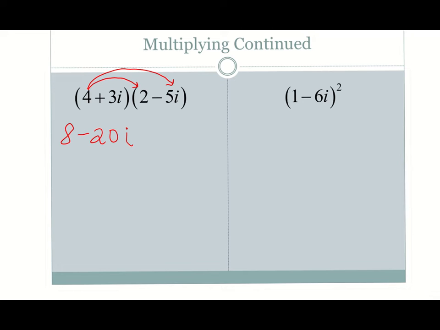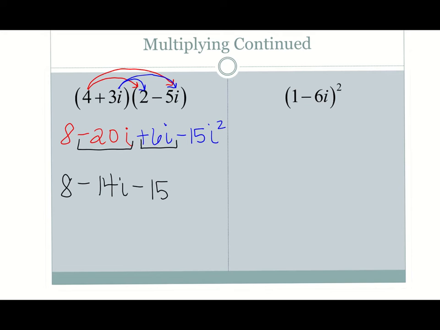Then I'm going to take my second term and distribute that in. So I have 3i times 2 and 3i times -5i. So 3i times 2 is 6i. And 3i times -5i, I have -15, and 2 i's is i squared. So break this down. I have 8. That can't combine with anything. -20i and 6i is going to give me a -14i. And then -15, and my i squared is the same as -1.